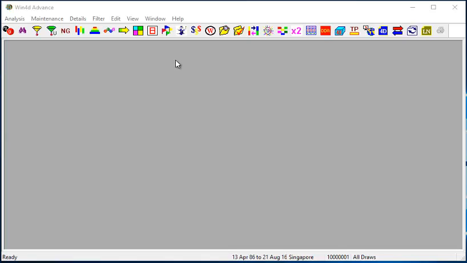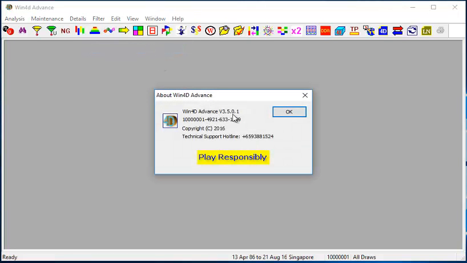Now, before we start to discuss the 4D numbers, do allow me to announce very important information that I want all of you to take note of. If you have Win4D Advance, please click on Help, check about Win4D Advance. Take a look at what version number it is right now. If you find that your Win4D Advance version is 3.5 and below, I want all of you to seriously sit down and think for yourself. You are truly using an older version and not the latest version.